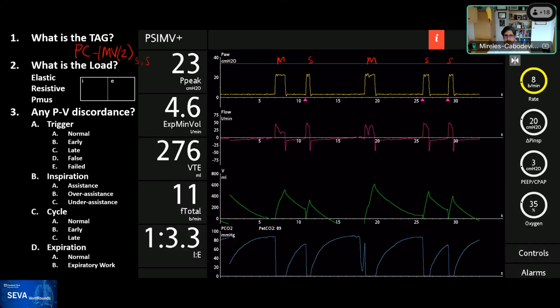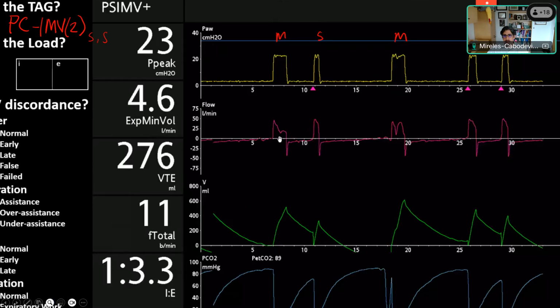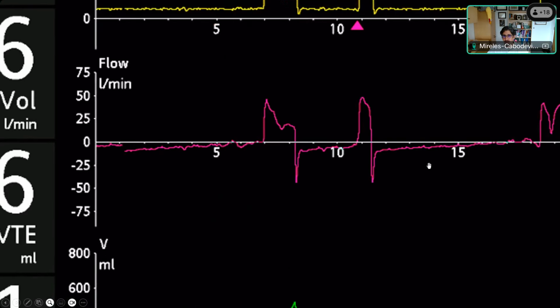So look at the waveforms. Because we're on pressure control, remember, we look at the flow waveform. I'm going to make it big for your eyes so you can see it. And you can see that each one of these markers is a second between these little marks.